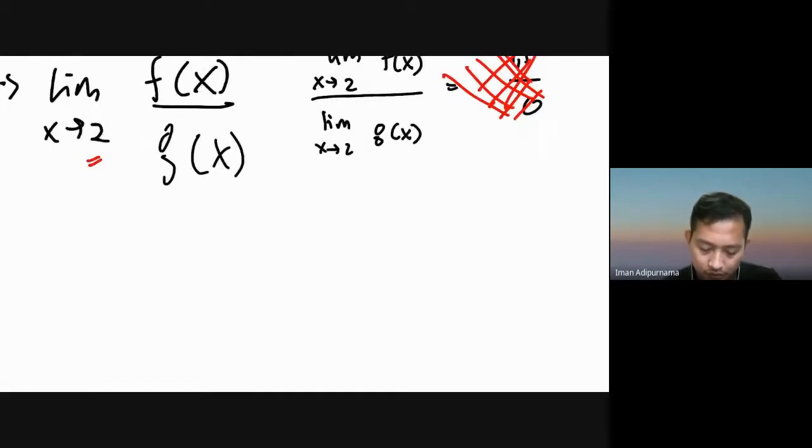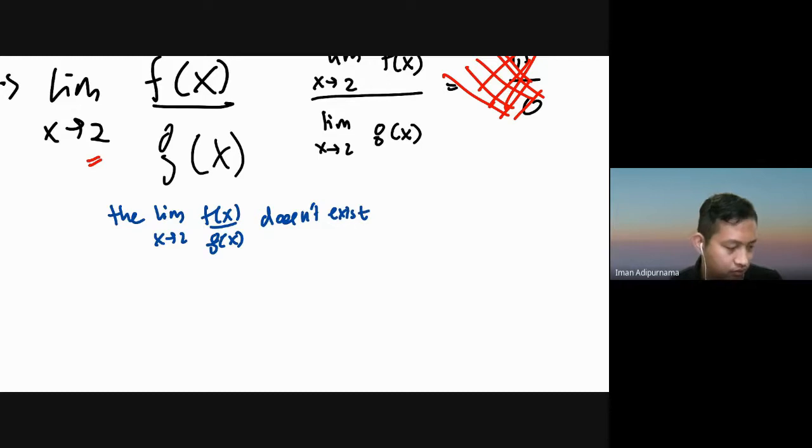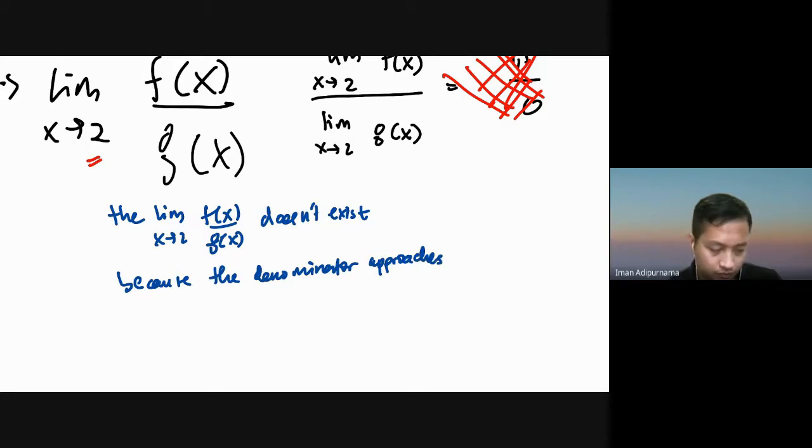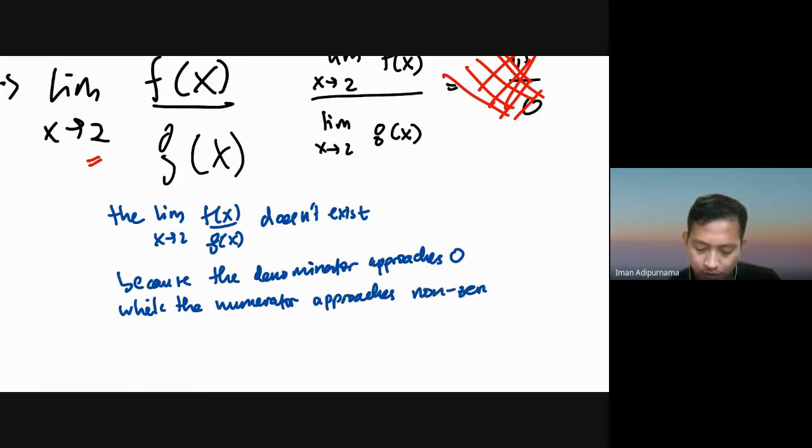Or if you want to write the complete answer: the limit doesn't exist because the denominator approaches 0 while the numerator approaches a non-zero number.